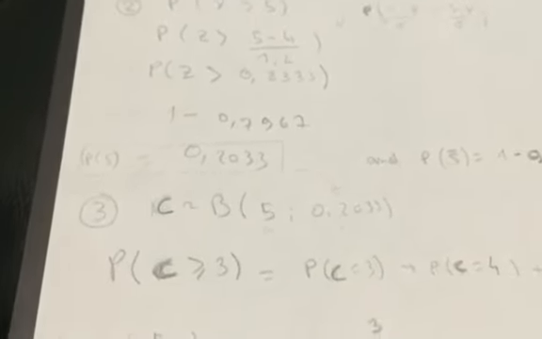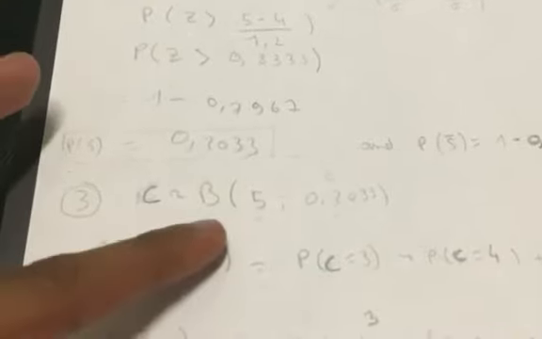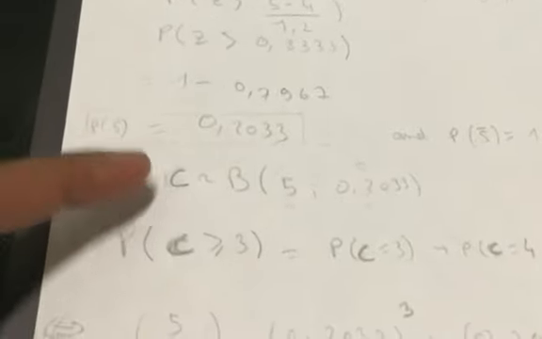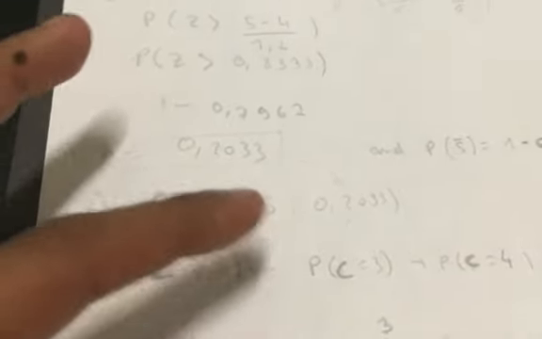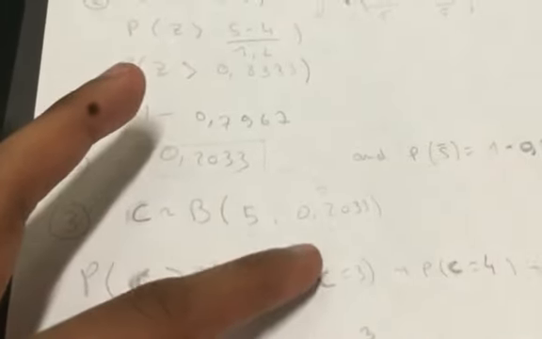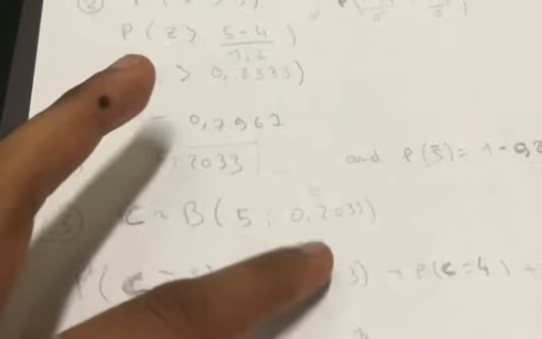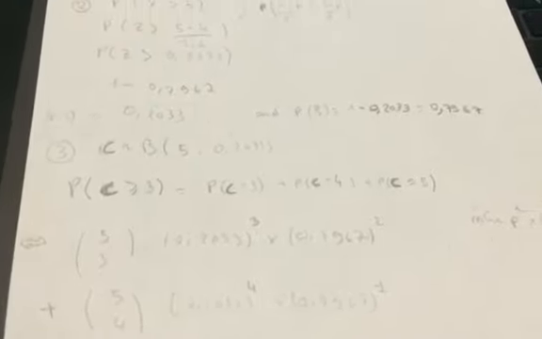So with that we can use the binomial law. We can say that C follows the binomial law with n equal to 5 and the probability of success equal to 0.2033. So we have to calculate that at least 3 out of 5 people have to wait more than 5 minutes.